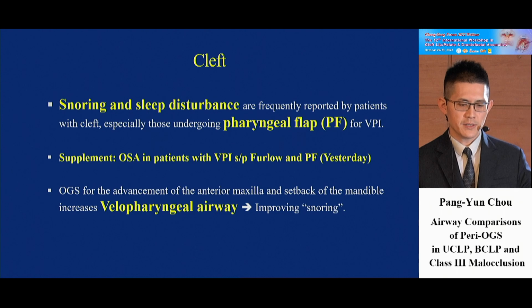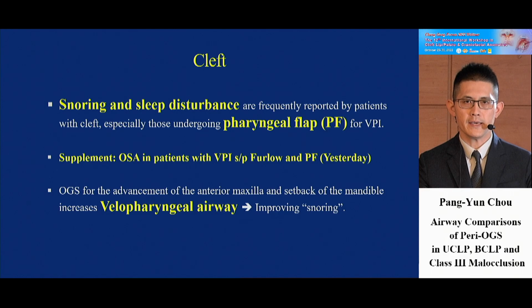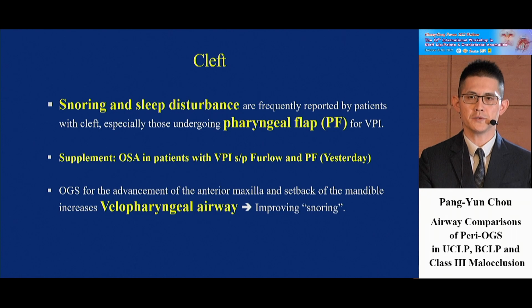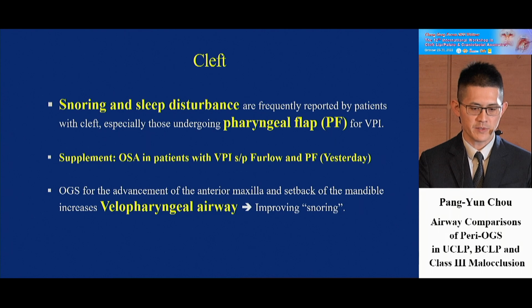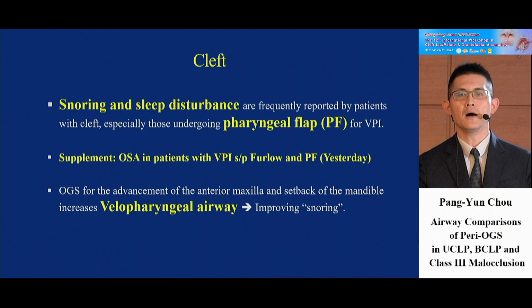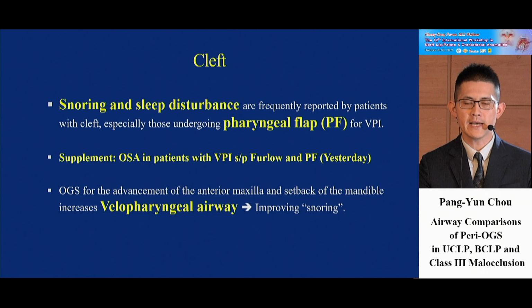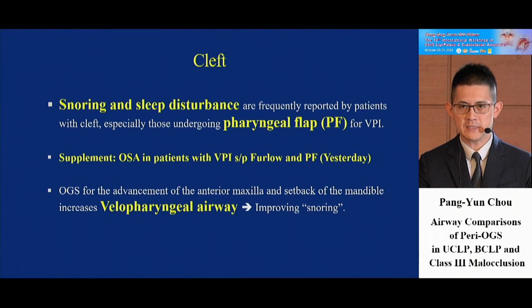However, as we know, the pharyngeal flap is a leading factor to treat velopharyngeal insufficiency. But the limited airway space will make patients complain of snoring or sleep disturbance. We have to collect all the patients in our group to know if any confounding factor or comorbidity makes patients have a side effect, including obstructive sleep apnea, after they receive the OGS.